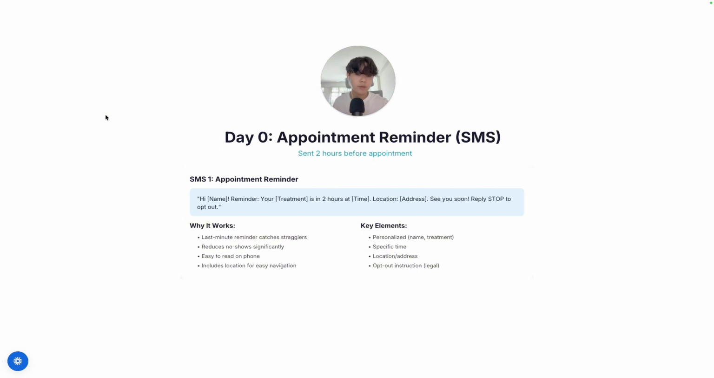Just put it in the appointment reminder, SMS or email. Just put it inside: if you want to opt out, say stop, right? Or else let's see what your business wants to do with them. Okay, cool. So that will be all for appointment reminders.